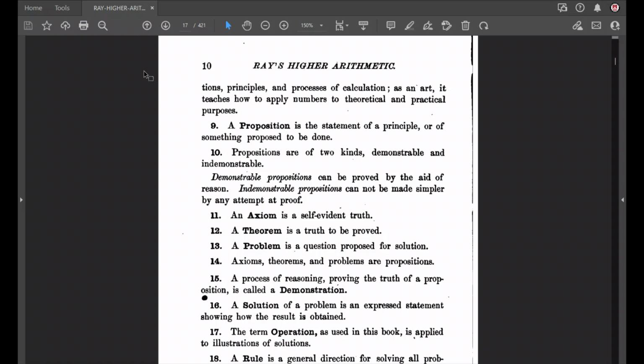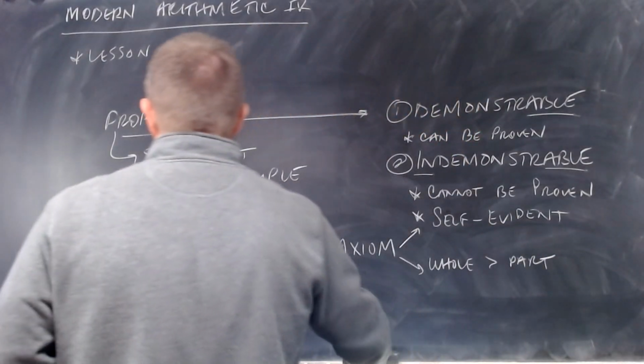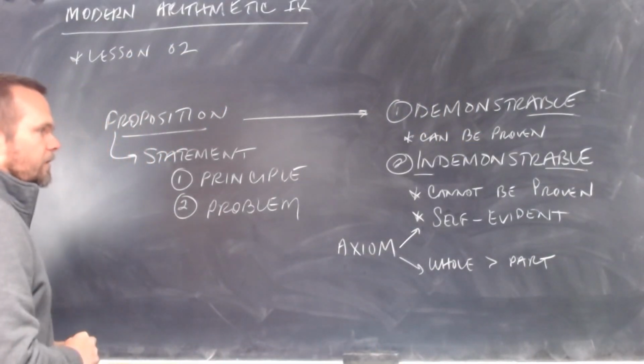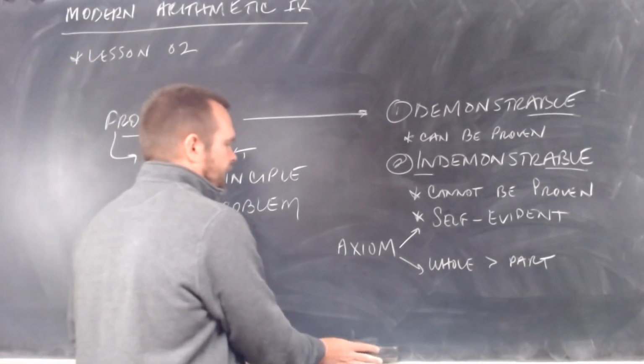Article number 12, a theorem is a truth to be proved. A theorem is a truth to be proved. And when it says to be proved, that means it's demonstrable, because obviously if we have to prove it, it is able to be proven. A theorem is a truth to be proved, and a problem, Article 13, a problem is a question proposed for solution. And I drew this illustration for you the other day in another subject, and it's back here today.